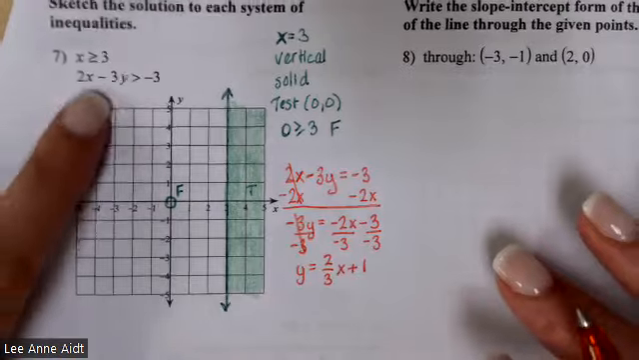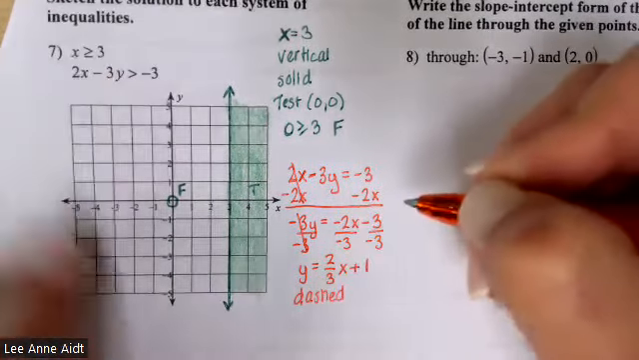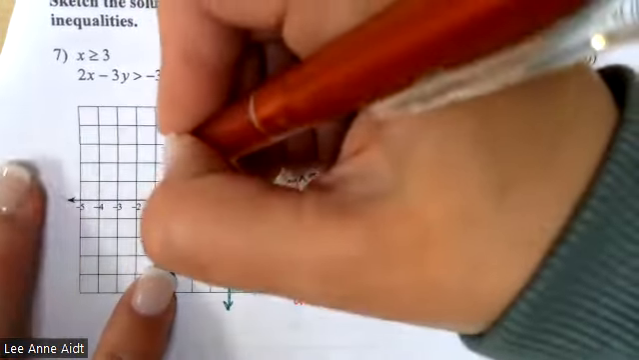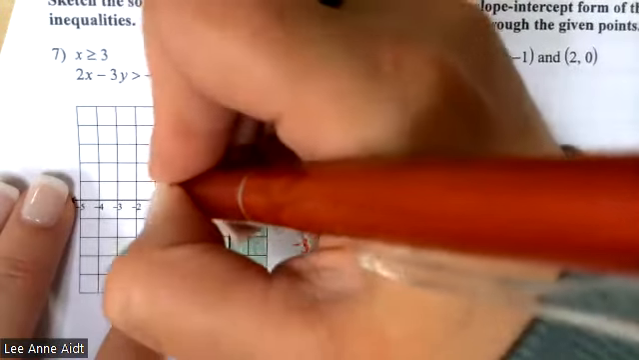Okay, and this one is going to be dashed. See if I can do it. Okay, so up 1, slope of 2/3, so up 2/3. And I'm going to go back 3.